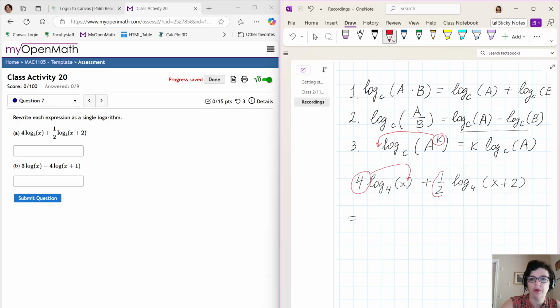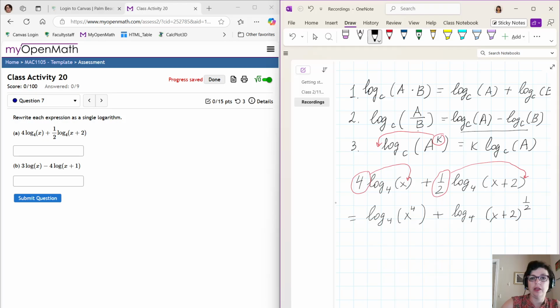And same thing will happen over here. So you're going to move 1/2 as a power. Now just notice that you will need to keep parentheses. So it's going to be log with base 4 of x to the power of 4 plus log with base 4 of x plus 2, but we are raising that to the power 1/2. Okay, so the whole thing, and by the way, 1/2 cannot be distributed inside.